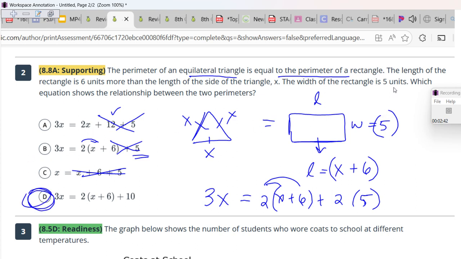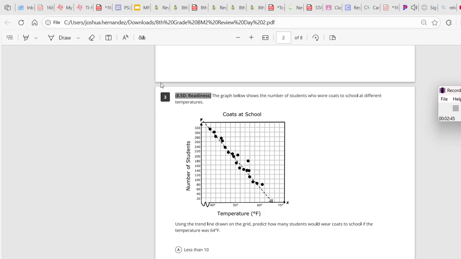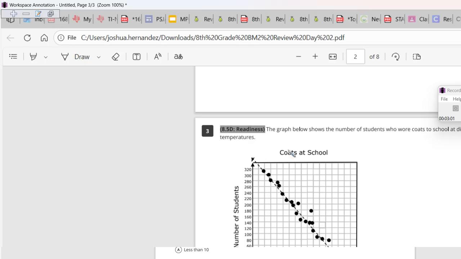Okay, so this next one is really easy. The dots right there show a negative correlation, right? The more the temperature increases, the number of students who have coats goes down. So this is pretty easy. You can skip through all of this.